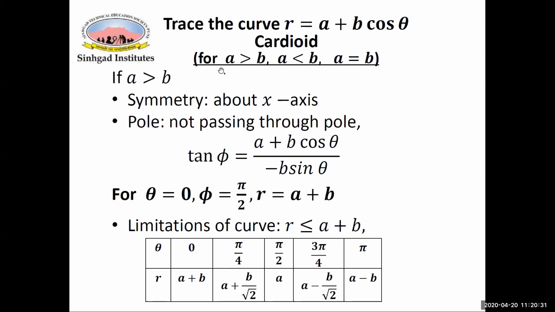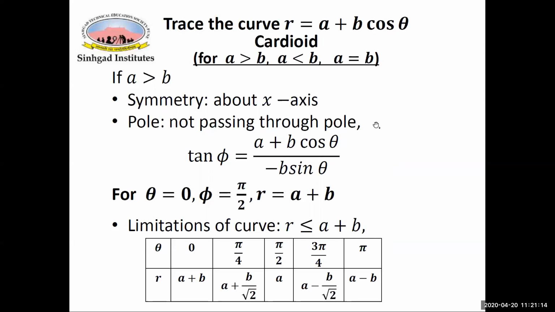Now, since A is greater than B, the value of r will never be 0 for any value of theta. Since A is greater than B, for the negative case also, it will exist. It will never become 0 for the negative values of cos theta. Hence, the conclusion is it does not pass through the pole.